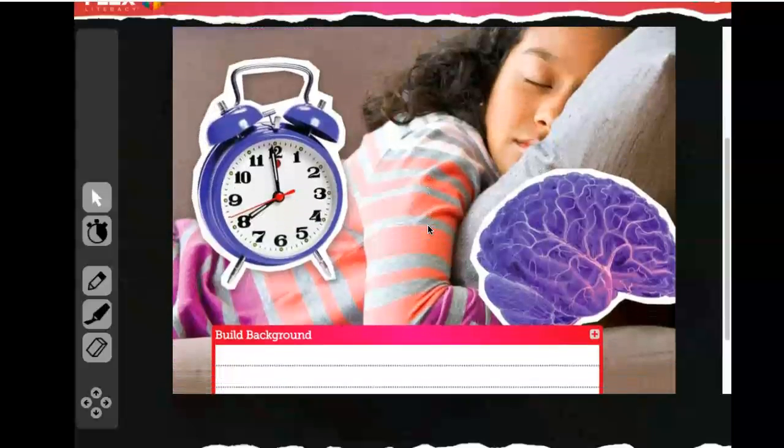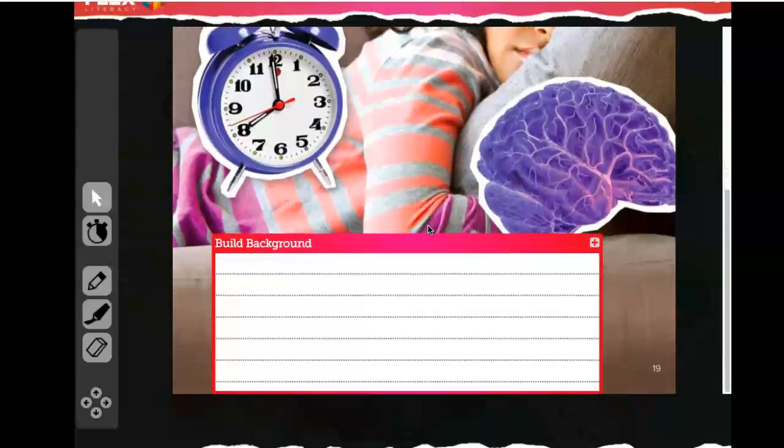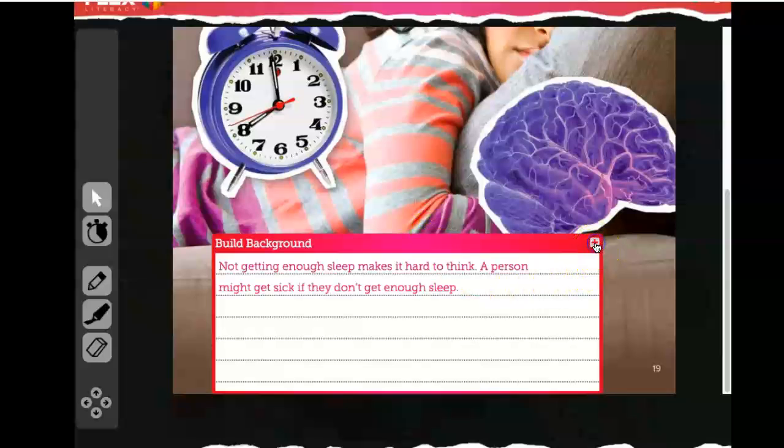And finally, let's think about our build background question. Now, our build background question in this case is, what do we already know about this subject? What do you think is the effect on a person when they don't get enough sleep? Can we give some ideas about that? Now, we're still in early stages, so we're actually going to be given an idea of what we might write here, but that might not be exactly what you would write. The answer they give us is, not getting enough sleep makes it hard to think. A person might get sick if they don't get enough sleep, and those are both really good examples. All right, we're going to move on now.